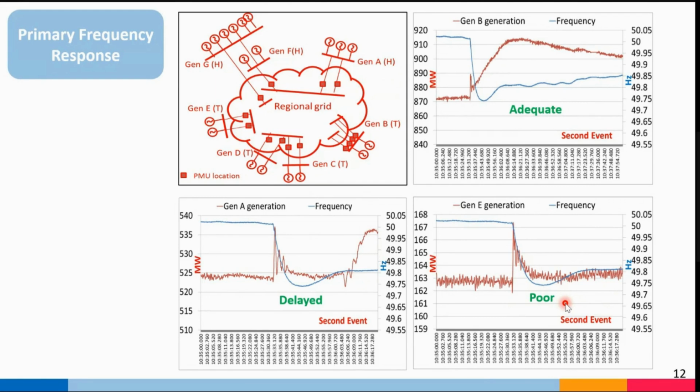So this is how we can monitor the primary frequency response from the units, and we provide feedback to the units whether their response is adequate or not adequate, whether there is an issue, a delayed response, or whether the response is not proper, and how this can be improved. If there is a non-compliance, we report it to them so that they can take corrective action to improve the primary frequency response.